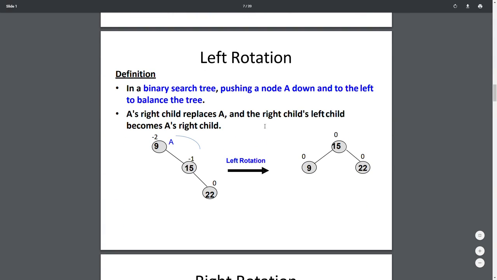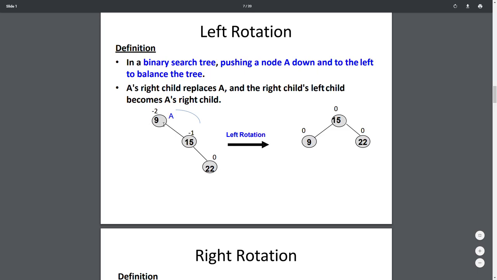Now left rotation. Consider this tree. 9 has balance factor -2 because left has height 0 and right has height 2, so 0 minus 2 is -2. 15 has 0 minus 1, that is -1. For 22 it's 0. Now this 9 is the critical node because it has balance factor -2.